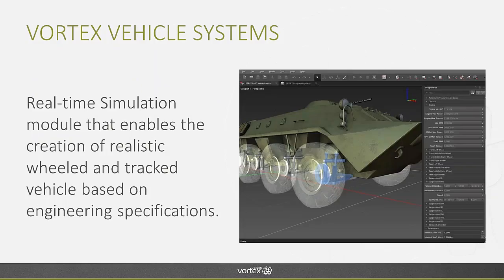So I mentioned that Vortex Vehicle System is a module of Vortex Software Solution. What we mean by that is that it provides additional capabilities beyond Vortex Multibody Dynamics Engine. It allows you to create and simulate vehicles in real time, and those vehicles can be wheeled or tracked vehicles. The main difference with Vortex is that you simulate vehicles based on engineering specifications. So you will get very accurate performance, and you'll be able to discover emergent behavior based on specifications, not on pre-coded performance and effects.